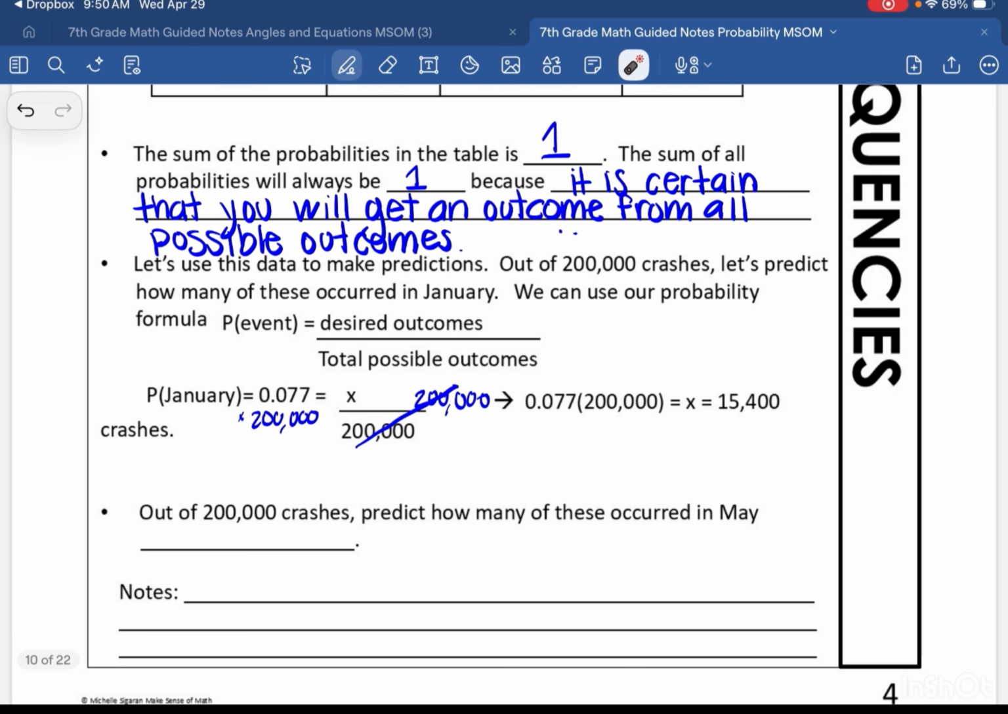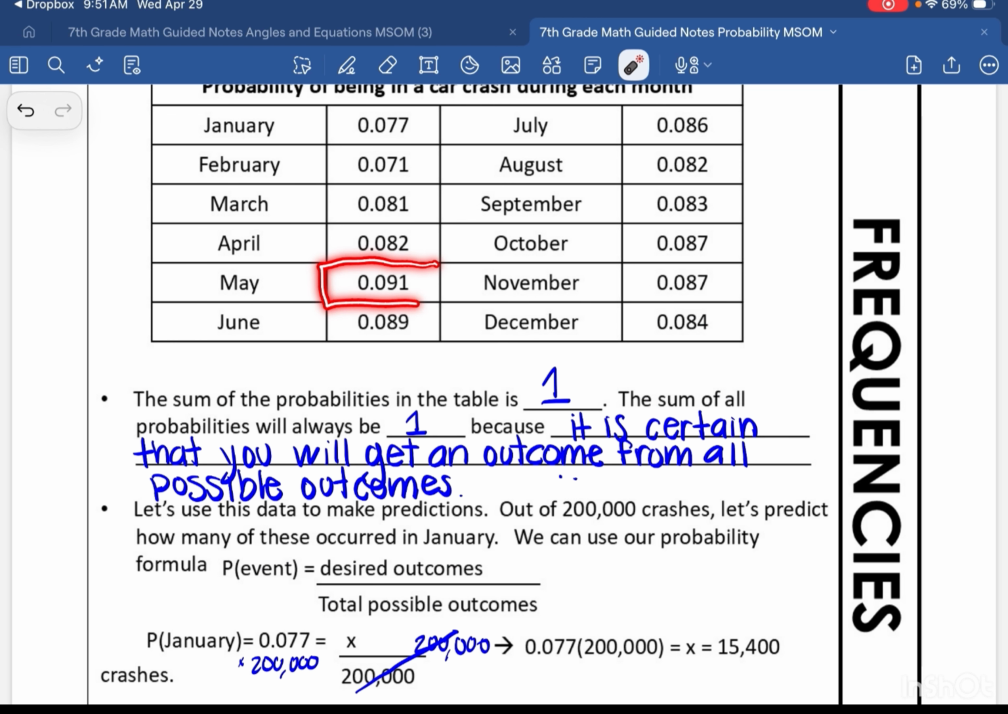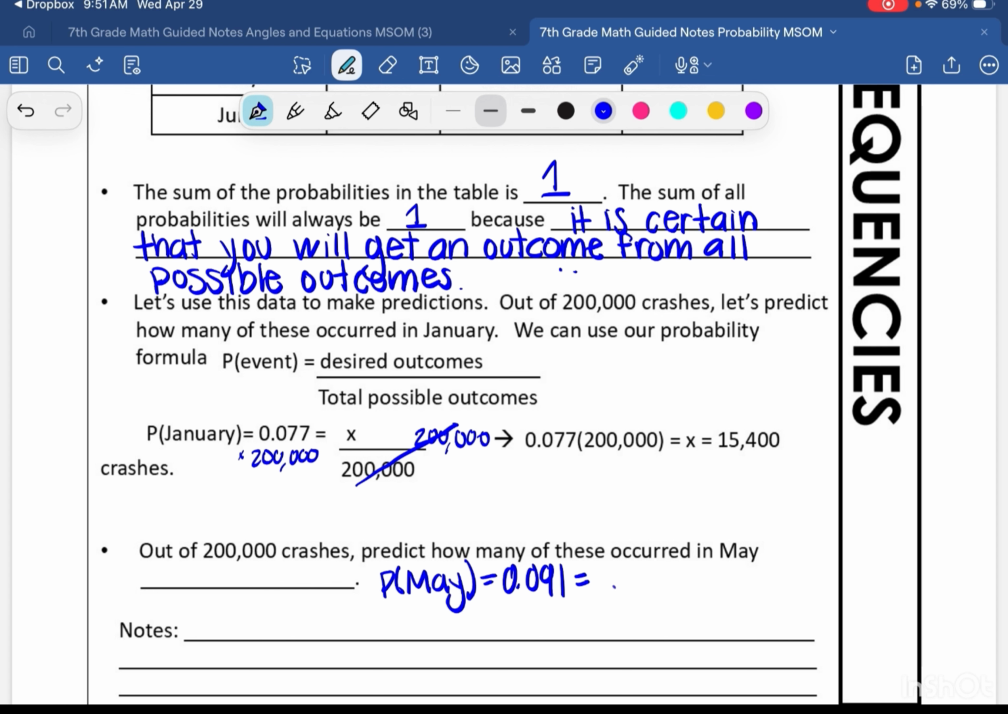Out of 200,000 crashes, predict how many of these occurred in May. So let's use the similar example from above. So the probability in May is 0.091. That is equal to however many crashes occurred in May, which I don't know, over 200,000 total crashes. Now to solve for x, I'm going to multiply each side by 200,000. Cross out over here. The probability in May is going to be 0.091 times 200,000, which will give me 18,200 crashes.